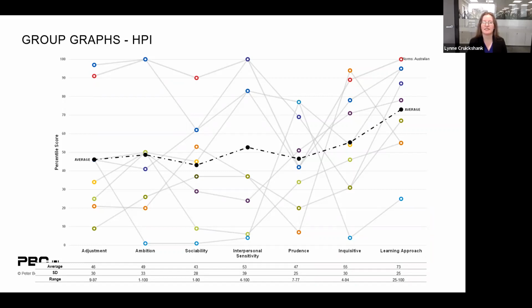Any other insights that anyone can see or would like to pull out from this particular team's results?